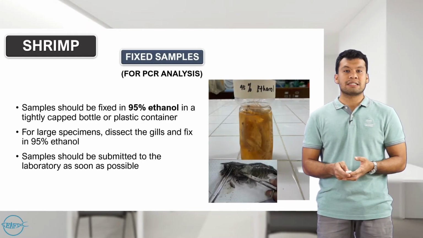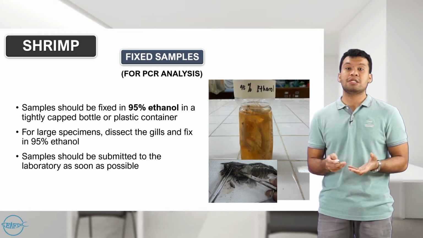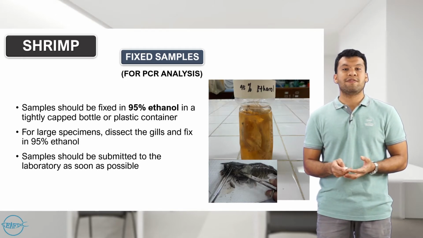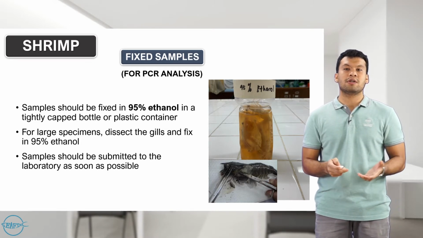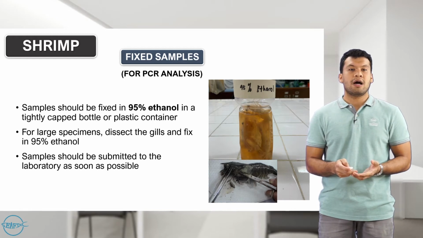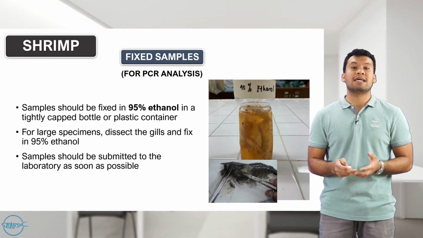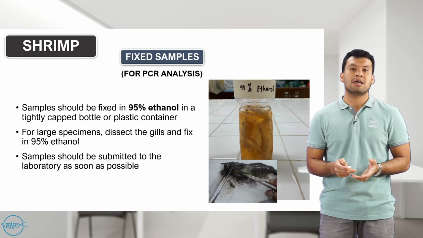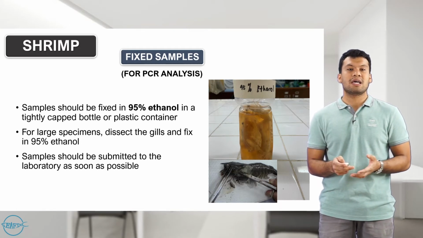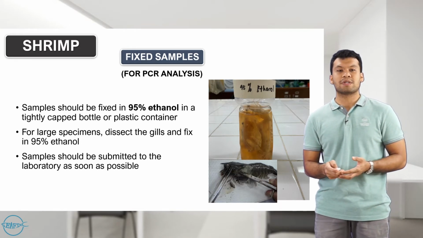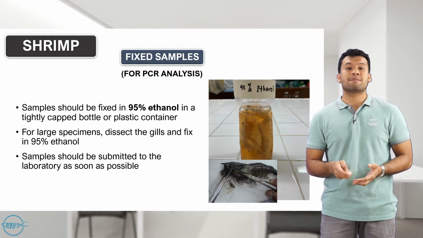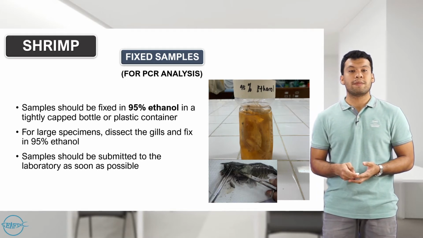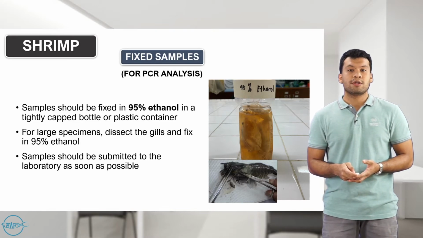Then for fixed samples, this one is for the PCR analysis. Samples should be fixed in 95% ethanol. It should be placed in a tightly capped bottle or plastic container to avoid leaks. And then for large specimens, you can dissect your sample directly, dissect the gills, and fix that in 95% ethanol.